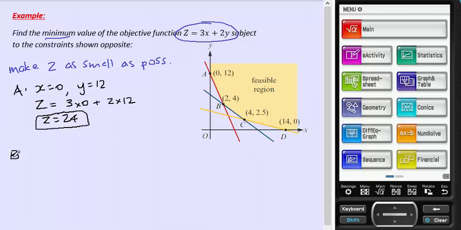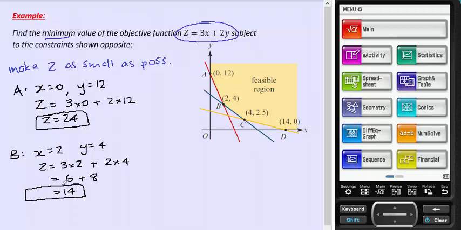So at point B, x equals 2 and y equals 4. So therefore, 3x plus 2y, so z, which is 3x plus 2y, is 3 times 2 plus 2 times 4. And that's 3 times 2 is 6. 2 times 4 is 8. So that's 14. So far, point B is winning. If I need to minimize the value, that's winning. Let's have a look at point C.